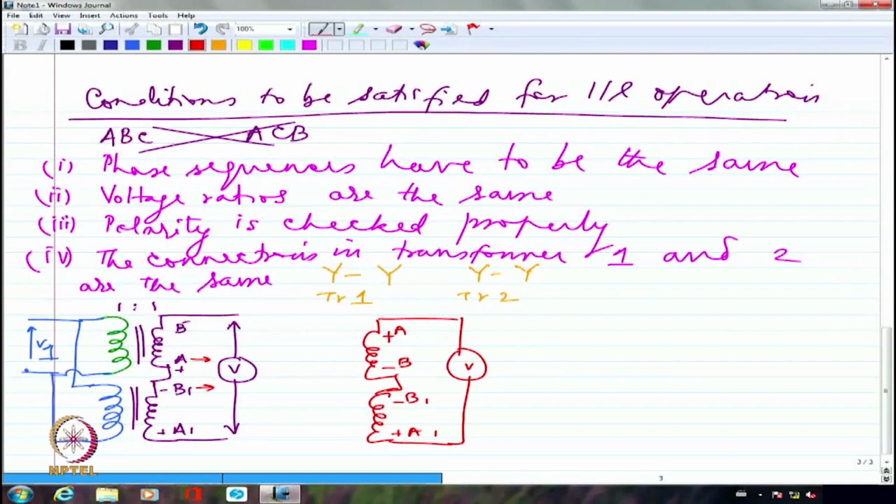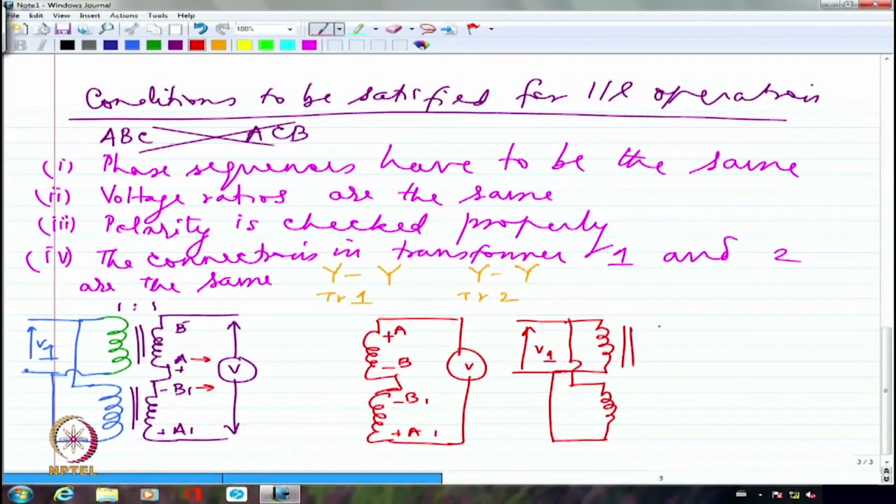So what I will do now is, primary side again, it doesn't matter how I connect them. So I am going to connect these two together and these two together and apply the voltage between these two, which is V1. Whereas on the secondary, I am going to make sure that my connection is like this.